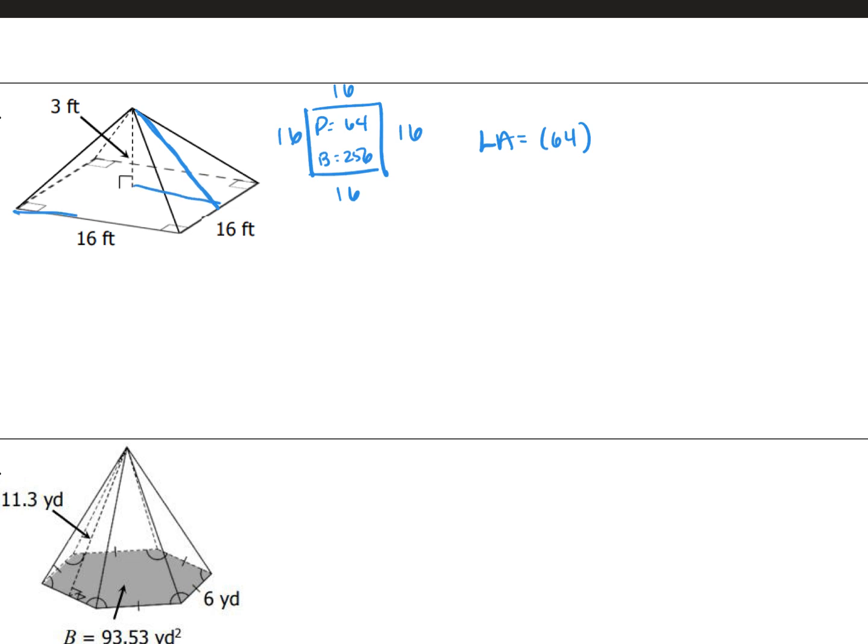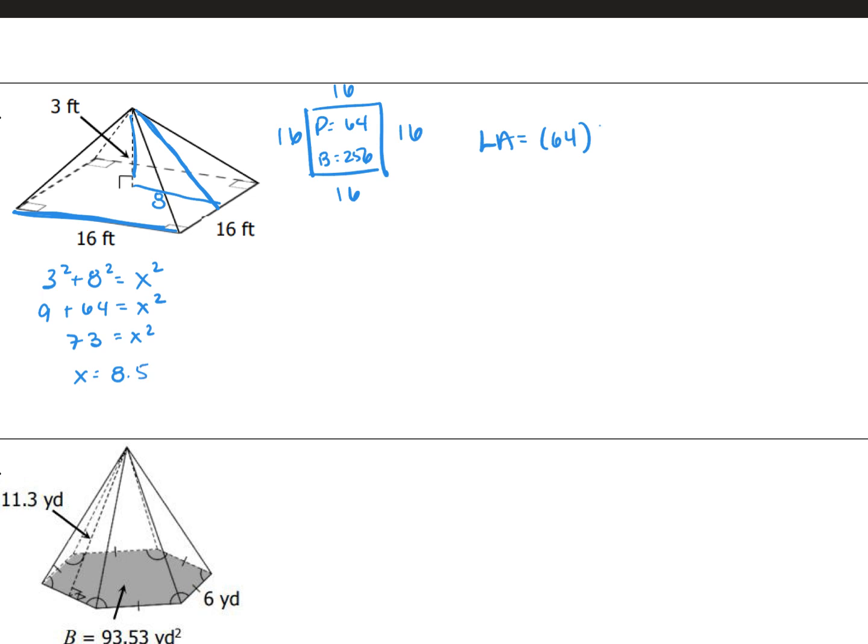And I see if this whole base is 16, then that means this little guy has to be half of that, so that's 8. So we're going to have 3 squared plus 8 squared equals our slant height squared. So 9 plus 64 equals your slant height squared. You add those together, you're going to get 73. And then you're going to square root that. So x is going to end up being 8.5.